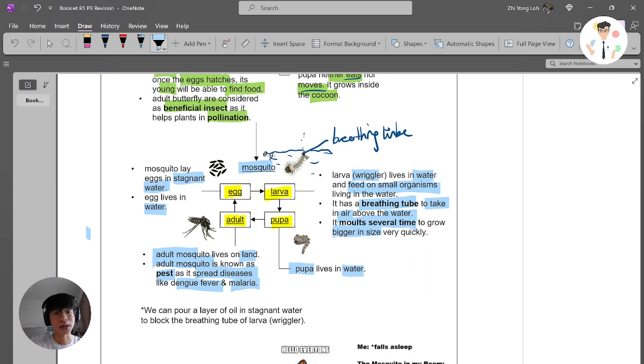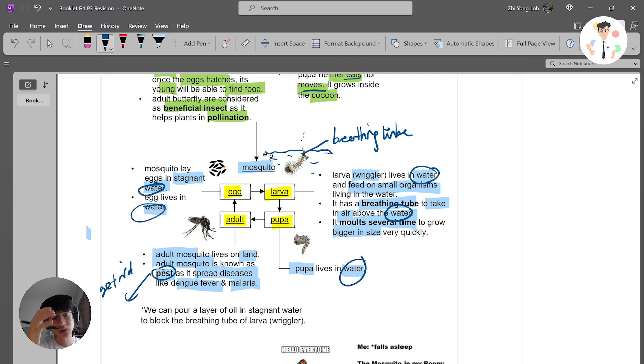Okay, now of course because mosquito is a pest, right, it's nothing useful or beneficial to humans. Okay, so how do we get rid of it? How do we kind of get rid of it lah? Okay, and because we know that it lives in water most of the time, right? Water, water, water. You see the word water all the time.